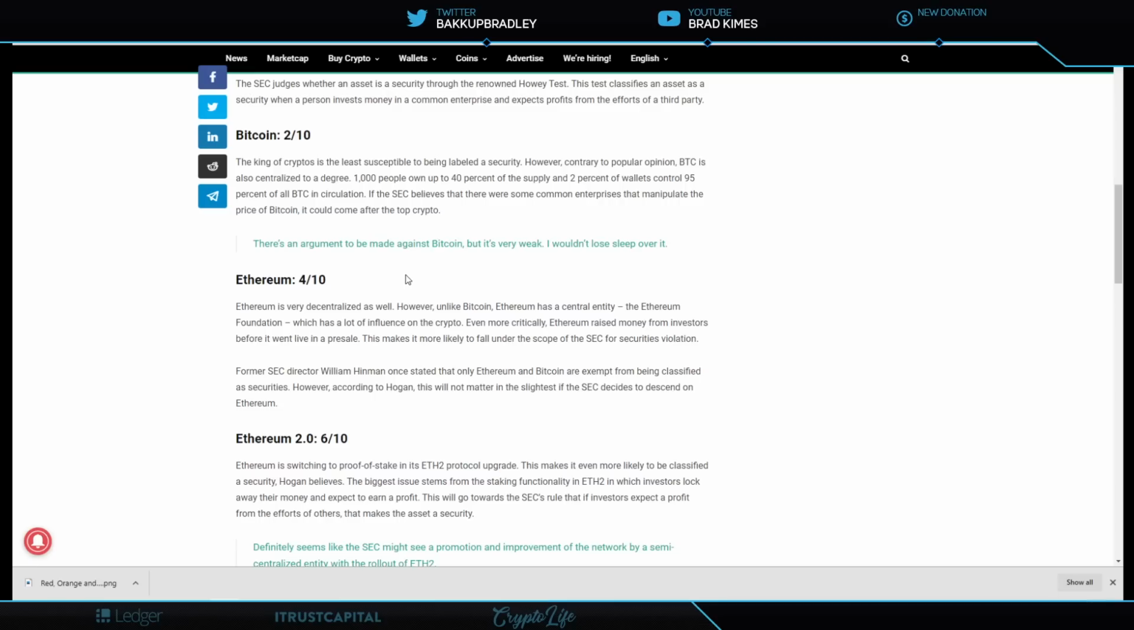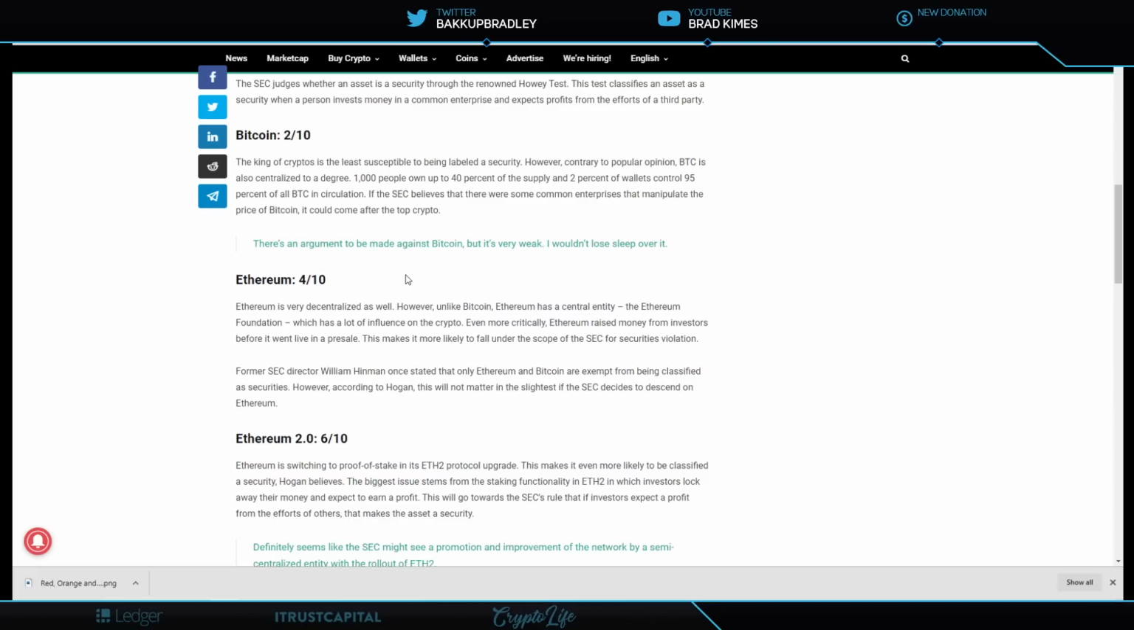Ethereum is very decentralized, however. Unlike Bitcoin, Ethereum has a central entity, which is the Ethereum Foundation, which also has a lot of influence on crypto. Even more critically, Ethereum raised money from investors before it went live in a pre-sale, which is known as an initial coin offering, which is also known as a security.